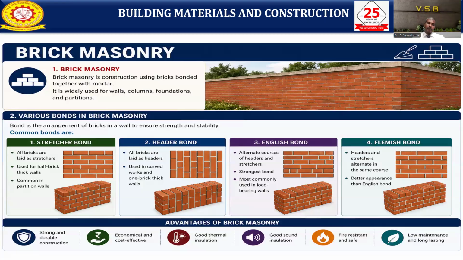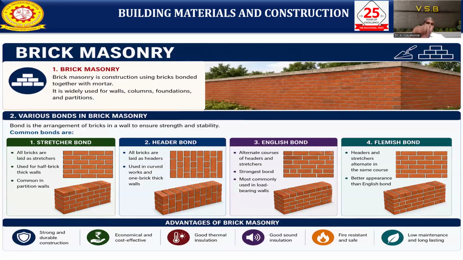For that, we need to make it a half brick wall, then automatically the joints will be different, and then only the load distribution will be different. It is common in partition walls, not in structural walls, because the load carrying capacity is very low compared to other walls. Then header bond, the shorter face: all the bricks are laid as headers, meaning the shorter edges.